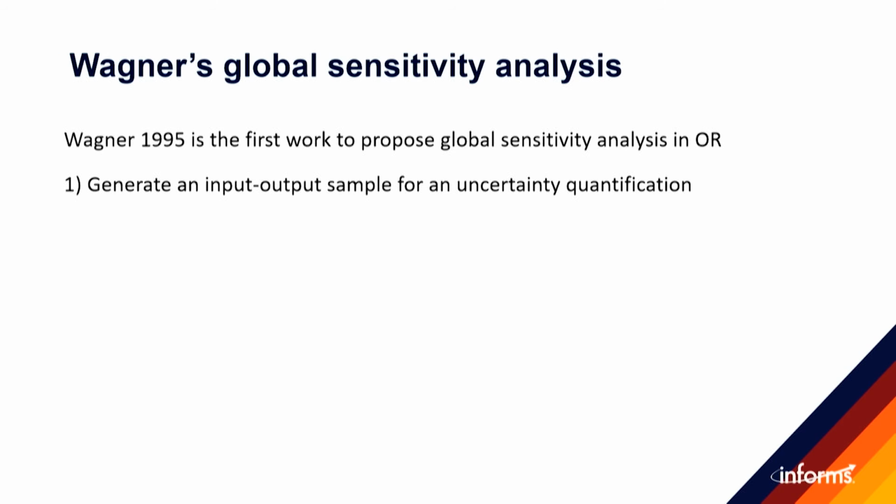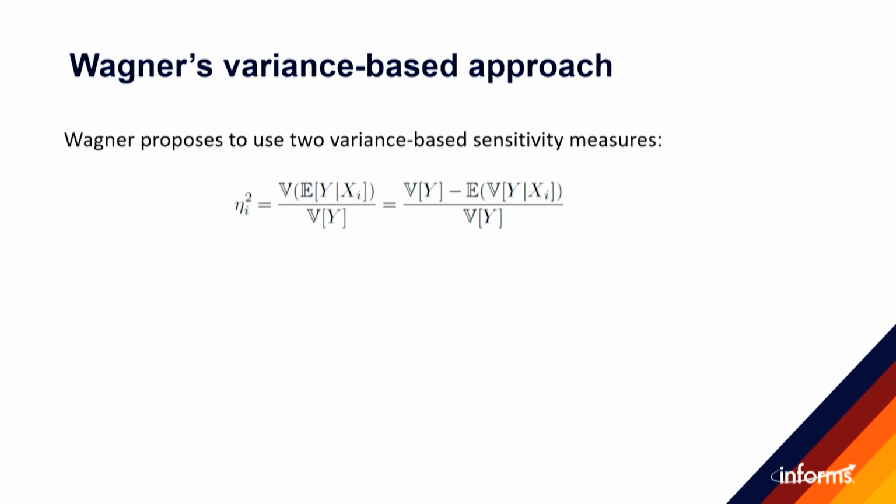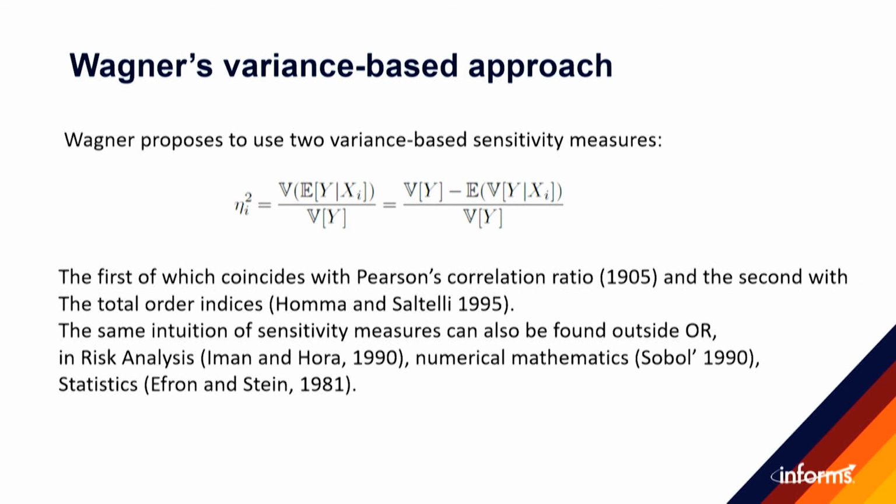The intuition of Wagner is to, okay, generate the input-output sample from an uncertainty quantification, post-process the sample, that is, you take the sample and you take out the statistical quantities of interest. And in particular, what he proposes is to find importance via variance-based sensitivity measures, which turn out to be Pearson's correlation ratio, 1905. This sensitivity measure was defined by Pearson in a paper in 1905, where I will also show you his original intuition. And then why was the Pearson correlation ratio not used much more? Because it's difficult to compute.